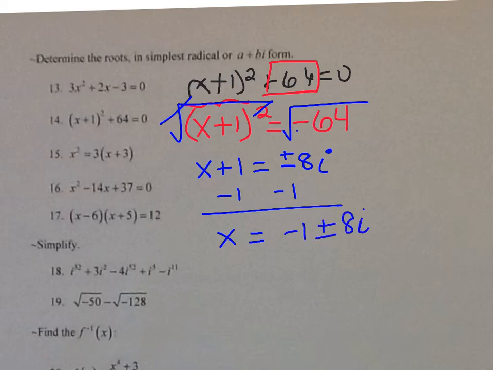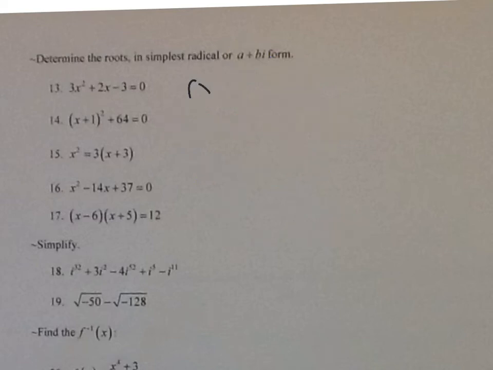That's simplest a plus bi form, which is what it says here. I just happen to have 2 answers. Okay, so next we'll do number 15. When I look at number 15, I notice that I have these parentheses here, so I need to get rid of them. It has to be equal to 0.